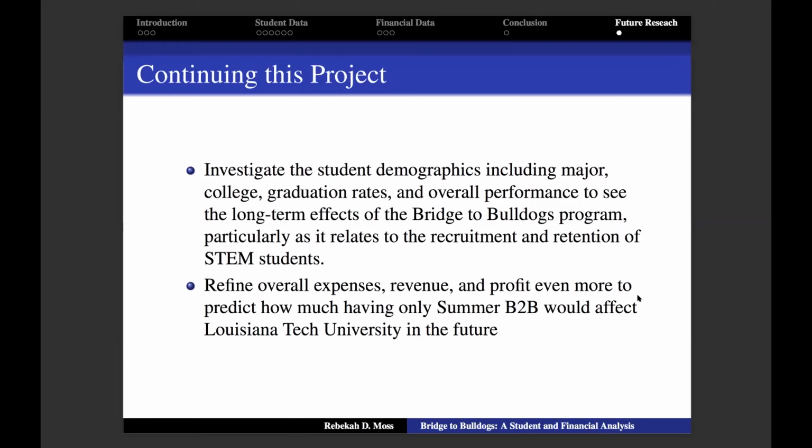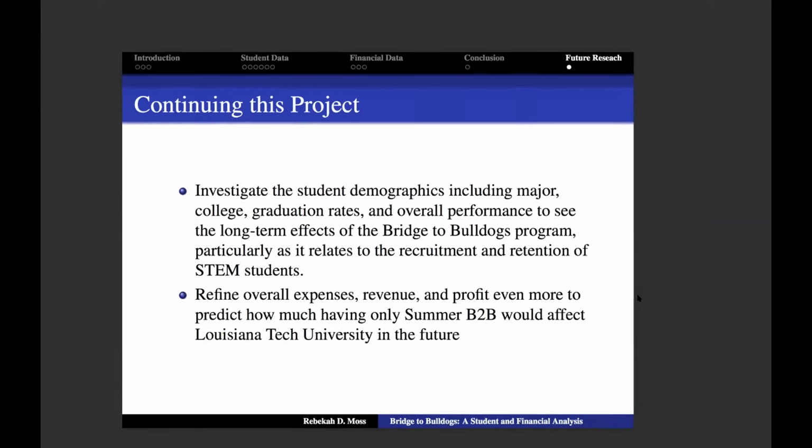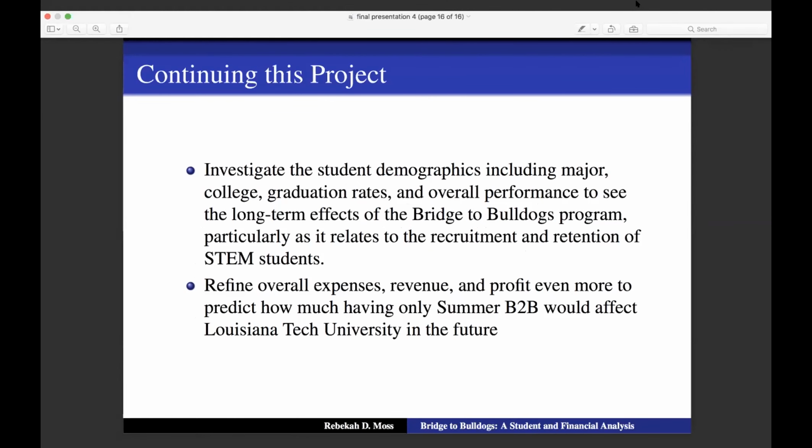Also, we would want to refine the overall expenses, revenue, and profit even more to try to predict how much having only the summer program would affect Louisiana Tech in the future. And that concludes my presentation. I'd like to open the floor now to any questions.